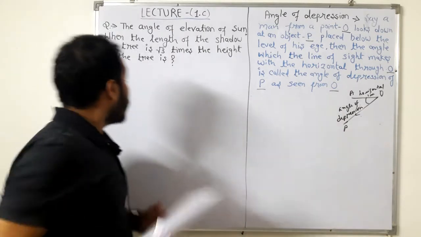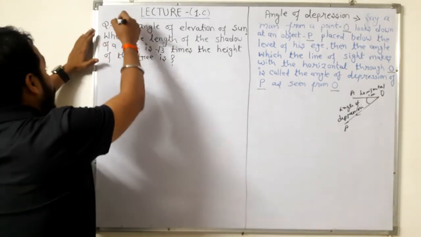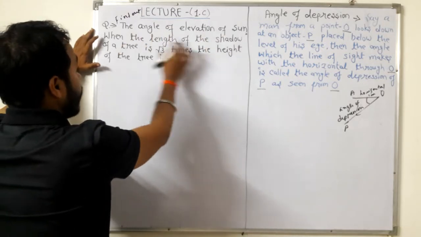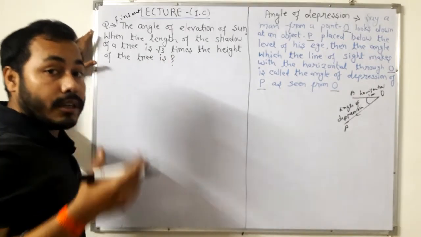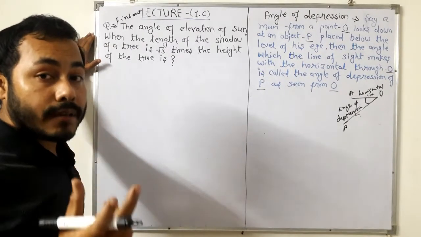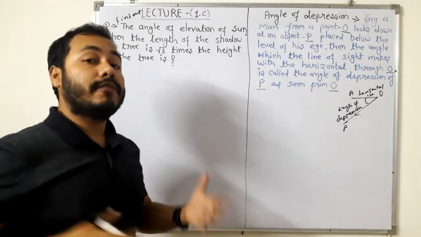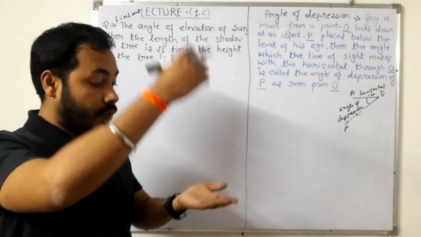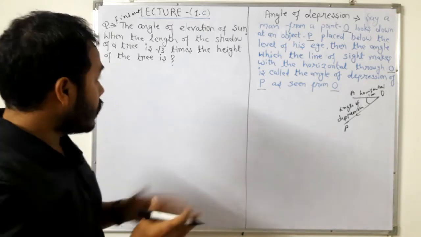So let's start. The first question is: find out the angle of elevation of the sun when the length of the shadow of a tree is root 3 times the height of the tree. Here the question is asking us to find the angle of elevation. In the previous problems, if you recall, we were already given the angle of elevation, and we needed to find the length of the tree or of that particular object. So here the case is different.